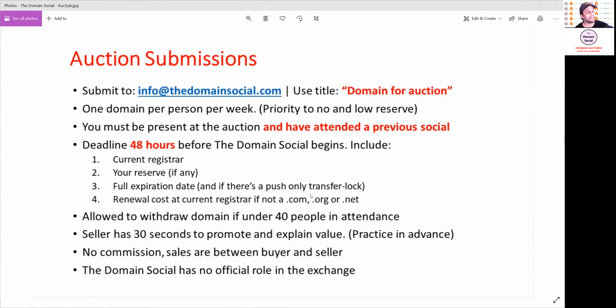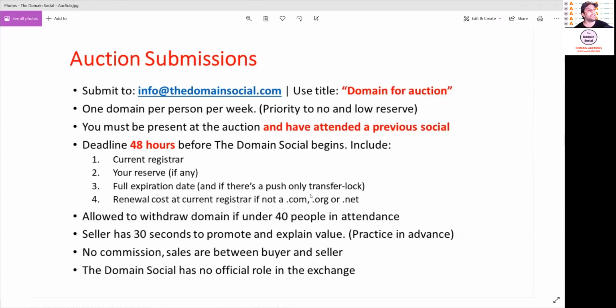So the deadline to submit your domain is 48 hours before the social begins. So usually the socials begin at 3 or 4 o'clock on Friday afternoons, Eastern time. So try to get me your submissions before Wednesday afternoon. If it's a different day, then, again, 2 days before.